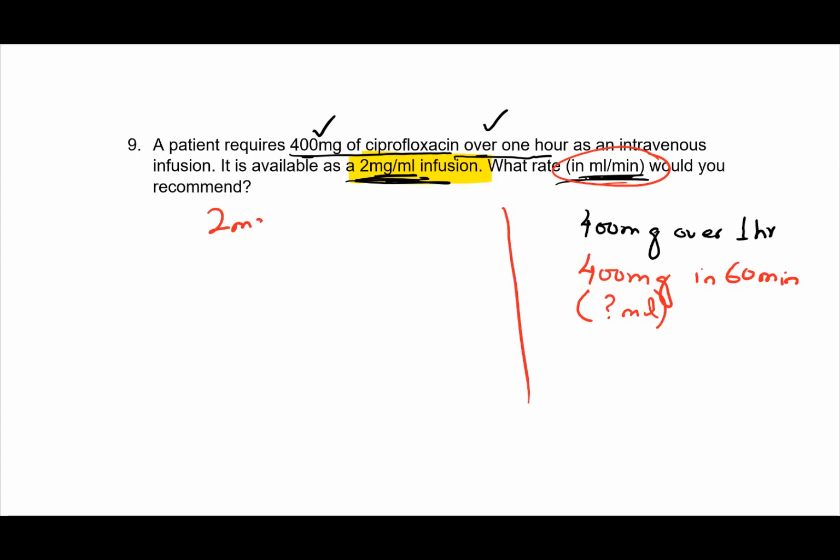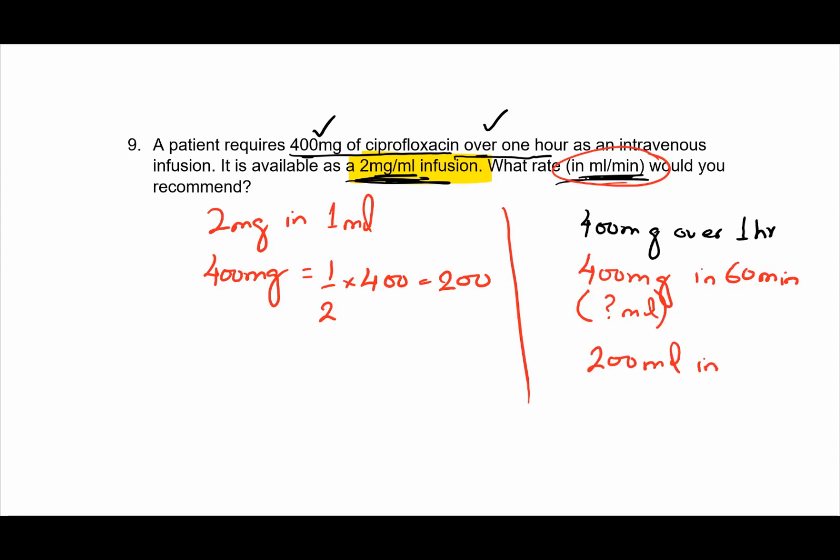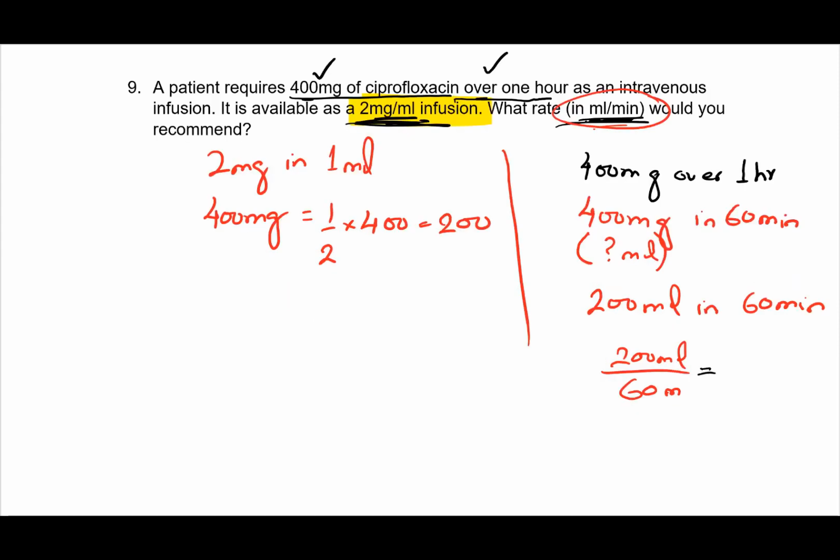So 2 milligrams present in 1 mil, that's the concentration of the infusion, but I have to give 400 milligrams. So 400 milligrams will be present in how many mils? In 200 mils. That means I have to give 200 mils in 60 minutes. And in the end, we have to work out mils per minute. So that will be simply 200 mils divided by 60 minutes, which will give me a number of mils per minute: 3.33, or we can round it up to 4 mils per minute.